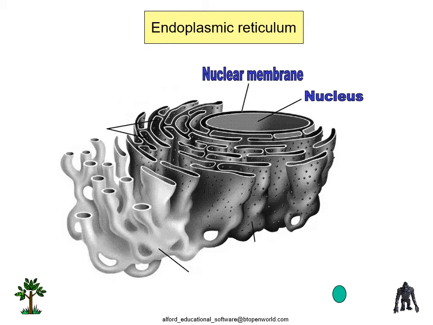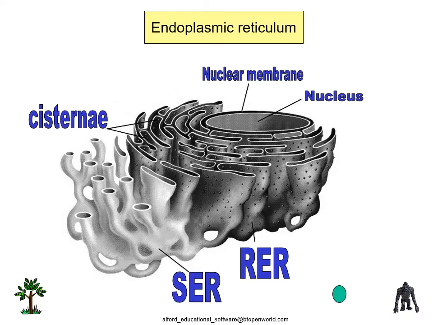You will find the first type pretty much close to the nucleus. Okay, and that's the rough endoplasmic reticulum. And the reason it is rough is that you can see on its cisternae, it's got lots and lots of tiny little dots, giving it a rough appearance. Those tiny dots are ribosomes, and the ribosomes are the site of protein synthesis.